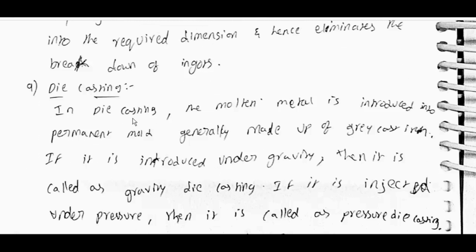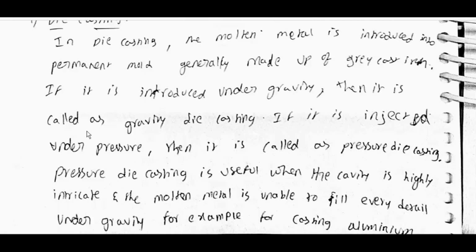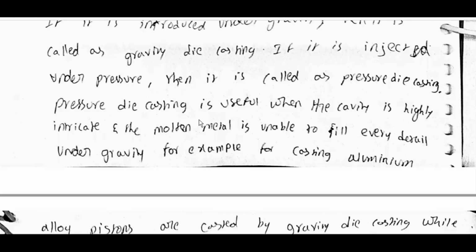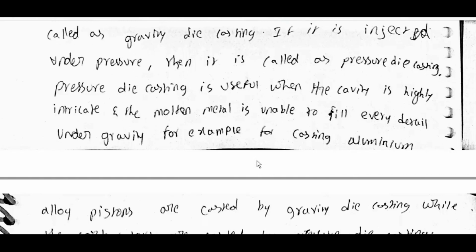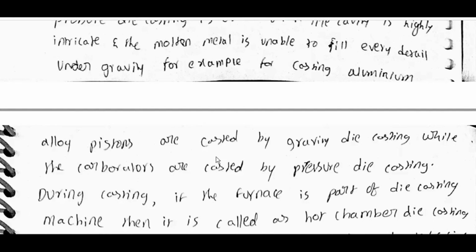Die casting: in die casting, the molten metal is introduced into a permanent mold generally made of grey cast iron. If it is introduced under gravity, then it is called gravity die casting. If it is injected under pressure, then it is called pressure die casting. Pressure die casting is useful when the cavity is highly intricate and molten metal is unable to fill every detail under gravity. For example, aluminum alloy pistons are cast by gravity die casting, while carburetors are cast by pressure die casting.